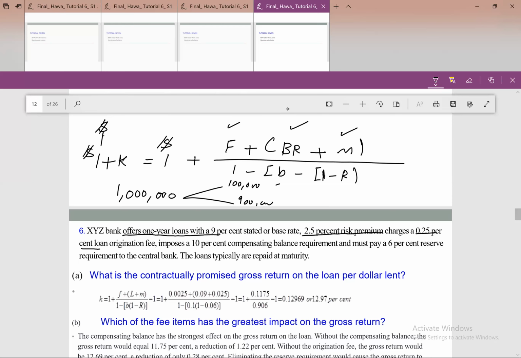This will increase the rate. So actually, because you divide this by an amount of less than 1, less than one, it will increase this rate.